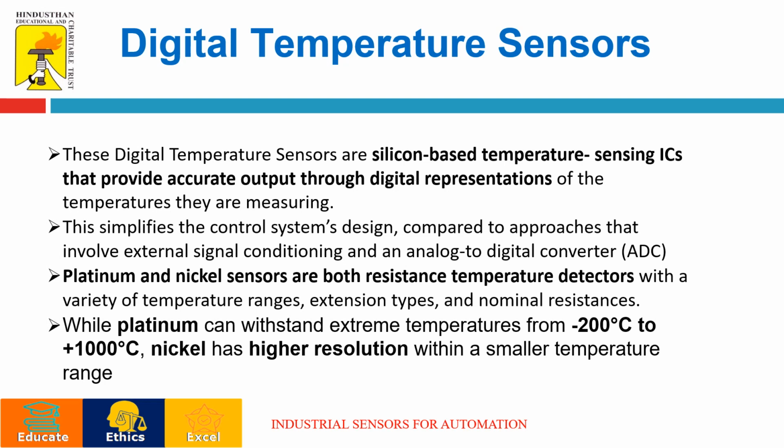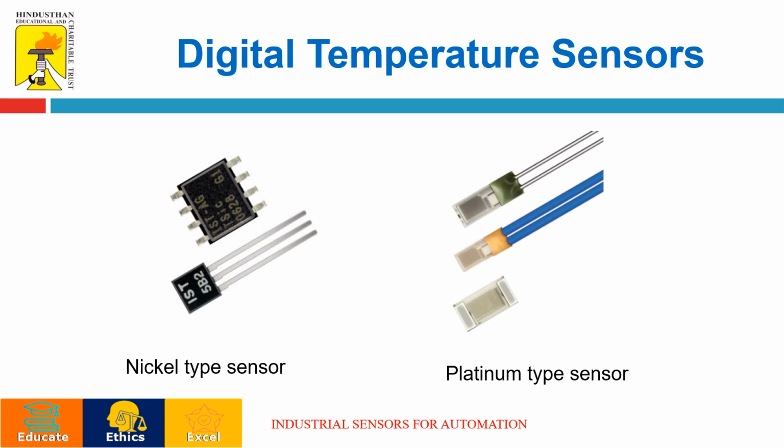Platinum and nickel sensors are both resistance temperature detectors that are mainly used in this digital temperature sensor model. Platinum can withstand extreme temperatures, from minus 200 degrees Celsius up to 1000 degrees Celsius, whereas nickel has higher resolution. Within a small temperature range it has a higher resolution, so minor variations can also be measured using this digital temperature sensor. In this picture you can see the nickel type of sensor and also the platinum, where you can see the platinum coating at the end point. This is IC based, and you have a voltage source, ground, and also the output.